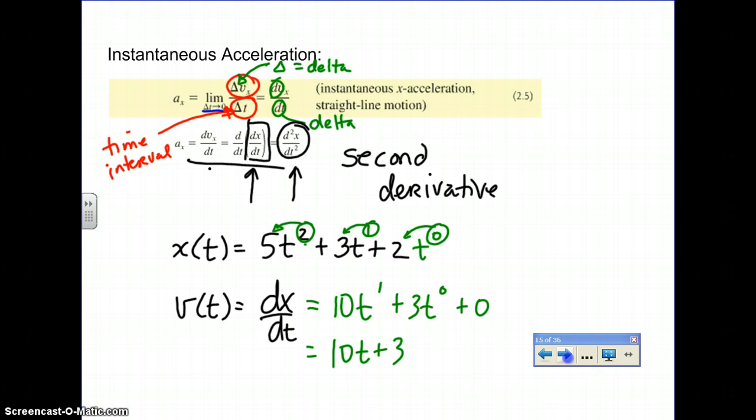So what you find is that our position time function is probably a parabola. This looks like kind of a parabola. And when we do the derivative, we get a line.